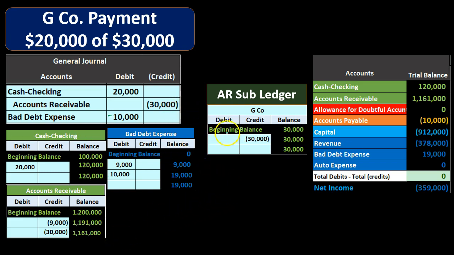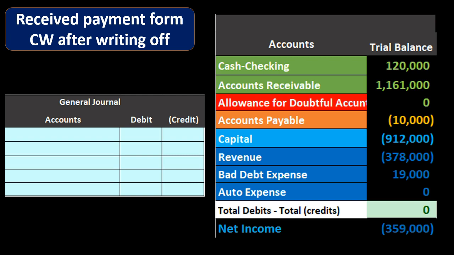This 30,000 goes here, and that's going to bring the balance down to 0. So that's critical. We know that G company doesn't owe us any more money. They paid us 20, even though they owed us 30. We took the entire 30 off the books, not leaving that 10,000 still owed to us, because we gave up on it, and therefore need to take the entire 30 off the books, bringing them down to 0.